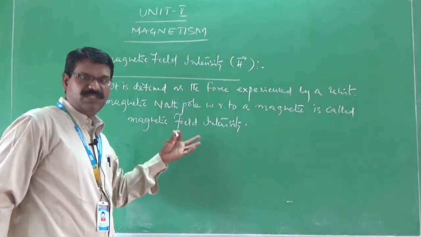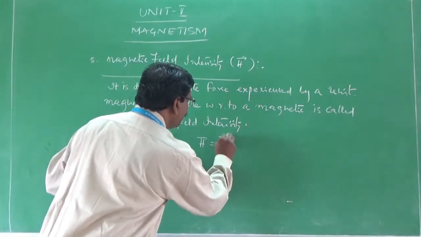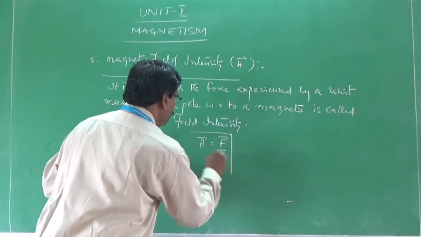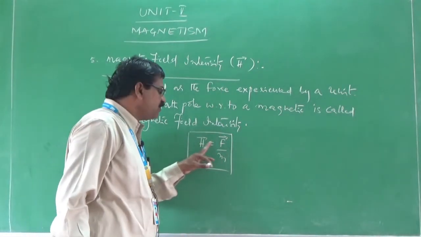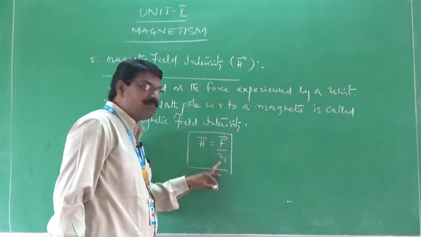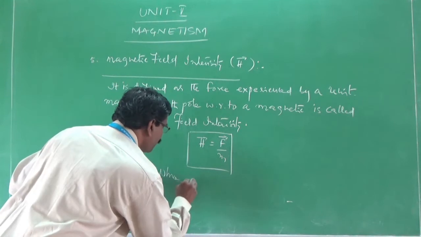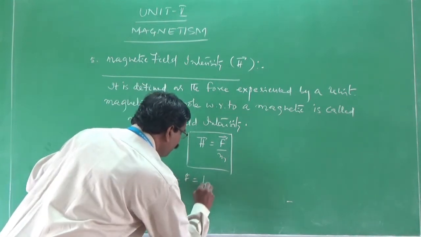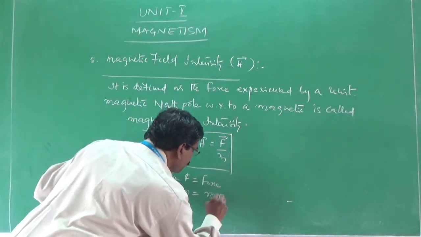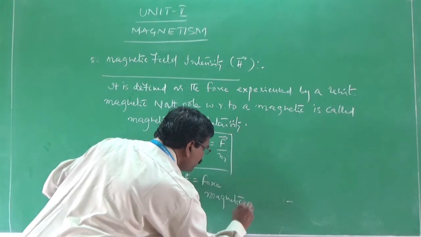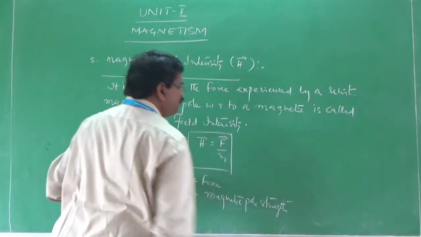So how do we represent this in mathematical analysis? My H bar is equal to F by M. In this particular equation, students, my H is a vector quantity, my F is a vector quantity, and my M is a scalar quantity. Where F is equal to force and M is equal to magnetic pole strength.